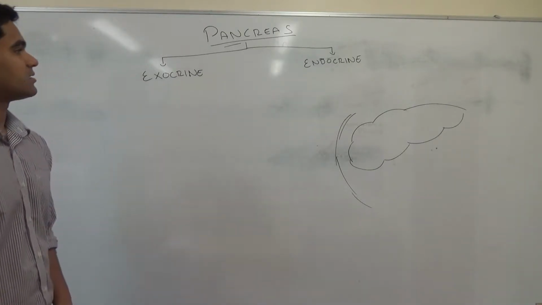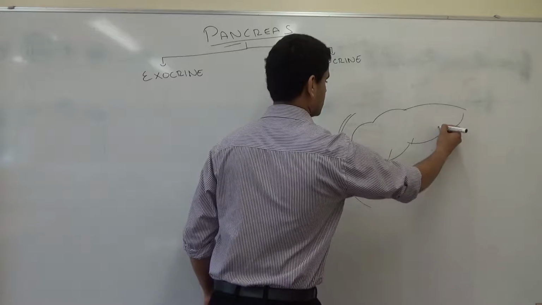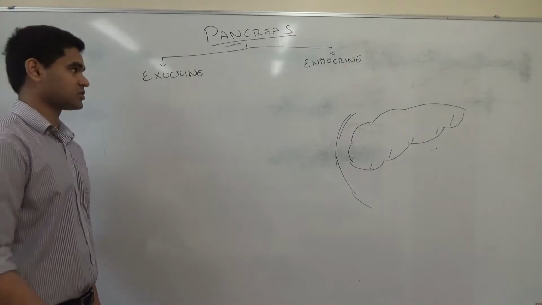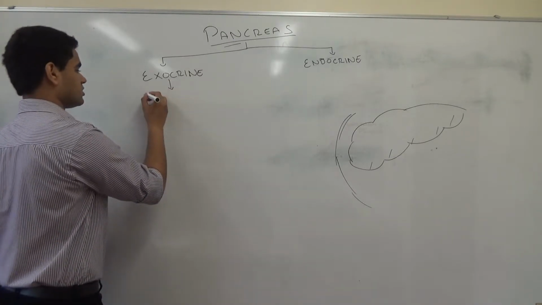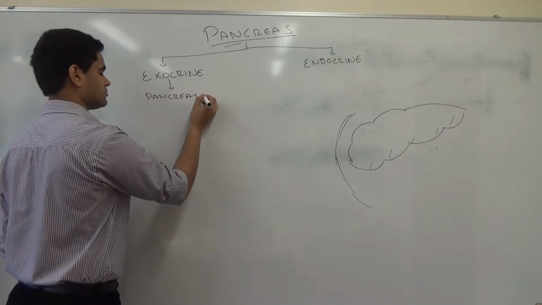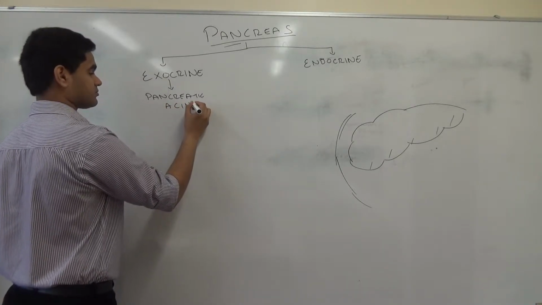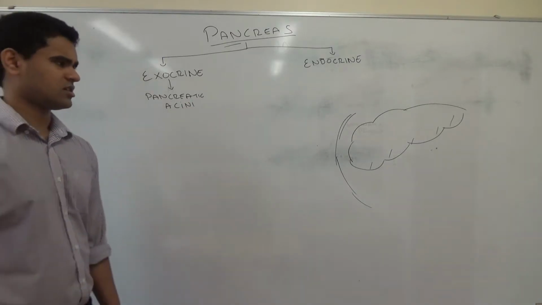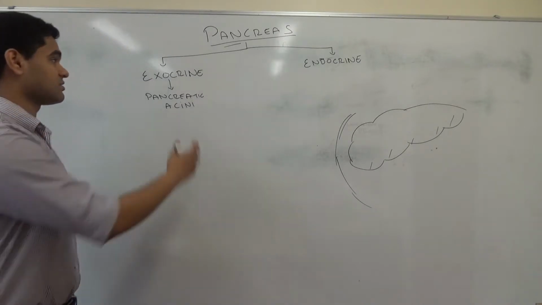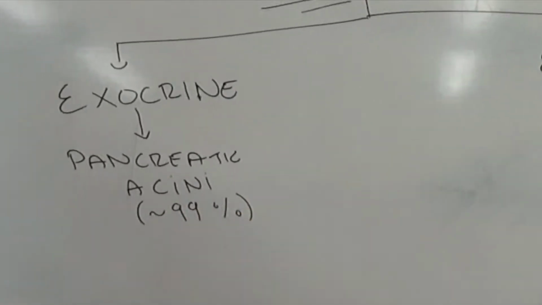Okay, and most of the pancreas, actually, by mass, serves an exocrine function. And the parts of the pancreas that have an exocrine function are called the pancreatic acini, or pancreatic acinus. And around, depending on which textbook you read, it's around 99% of the mass of the pancreas that actually serves as exocrine function. Okay, right.